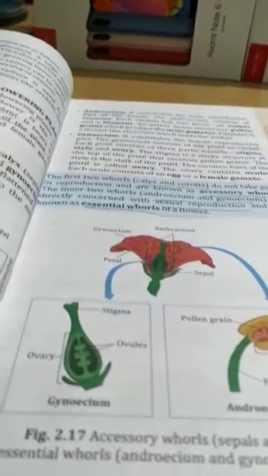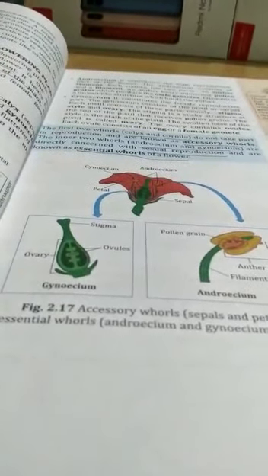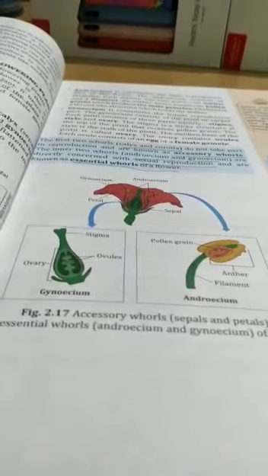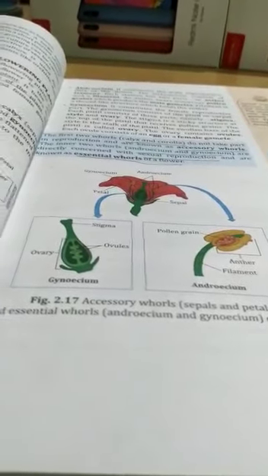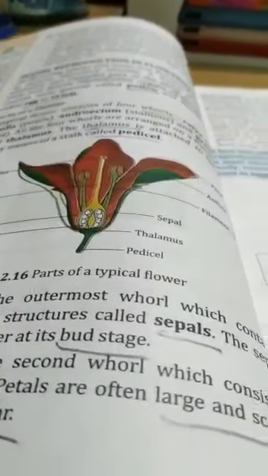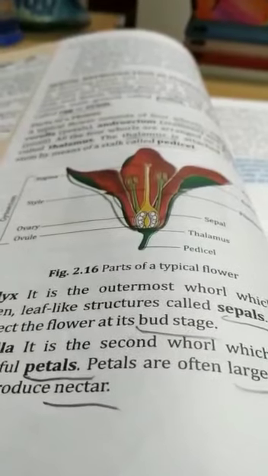Please see diagram 2.17 very carefully. You will get to know the actual structure of androecium and gynoecium. You must also follow the diagram 2.16, parts of a flower.